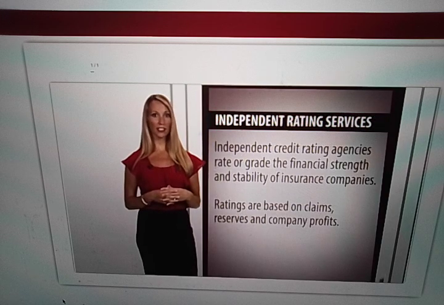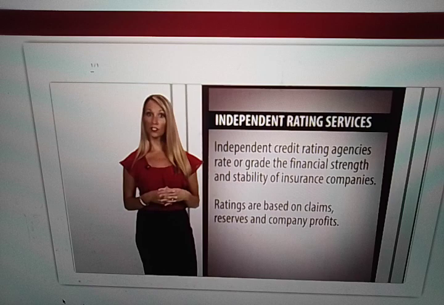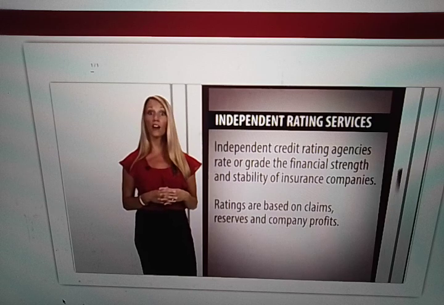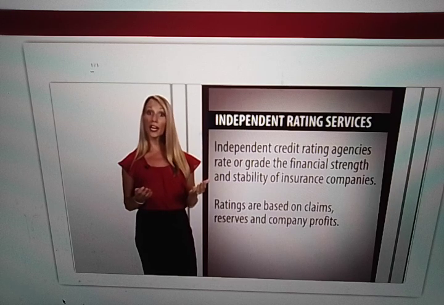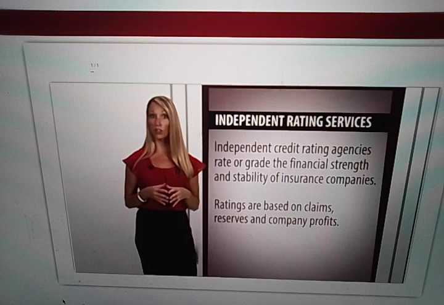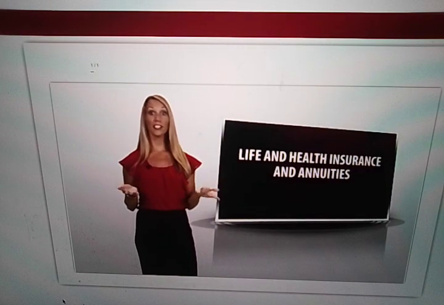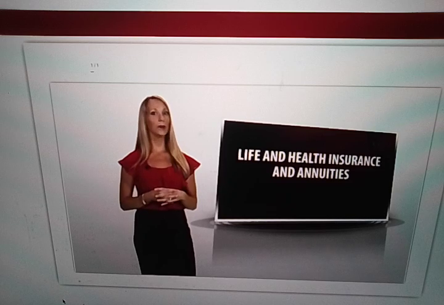Independent rating services. Independent rating services are independent credit rating agencies that rate or grade the financial strength and stability of insurance companies. Ratings are based on claims, reserves, and company profits. The following companies provide the insurance industry with these ratings: AM Best, Standard & Poor's, Moody's, and Fitch. Fully understanding the key topics just discussed is essential as you prepare to pass.